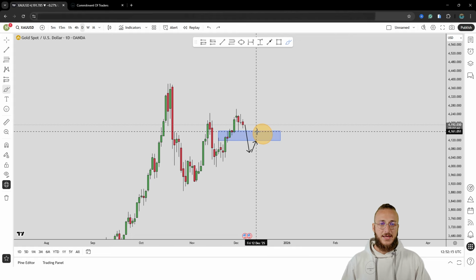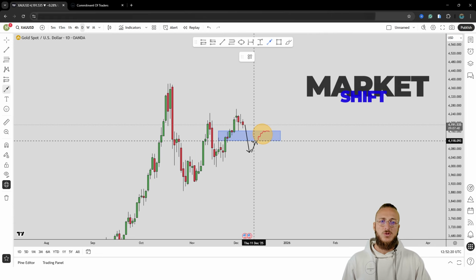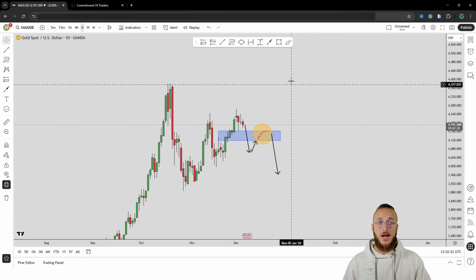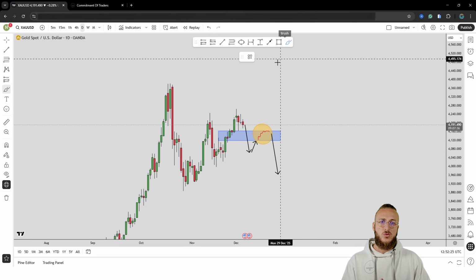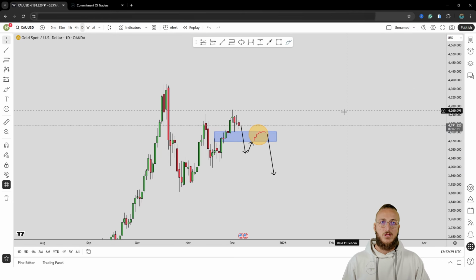Therefore, what I would expect is that if this market would shift from an intraday bullish to a bearish market, I wouldn't be surprised to see a potential rejection lower away from this area for the market to complete this daily impulse correction and impulse pattern to the downside. That definitely wouldn't surprise me.